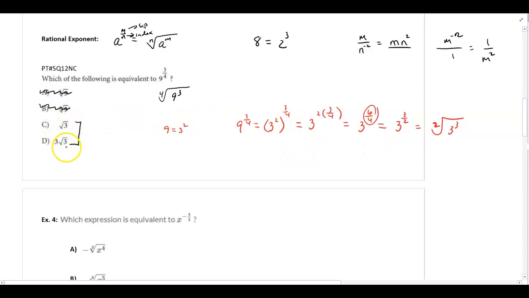That's still not an option here, but if I look here, that ends up basically being the square root of 27. And if you remember, that could be broken up into the square root of 9 times the square root of 3, which is 3 root 3, letter D. Okay, now these are all no calculator problems, so you have to be able to simplify these radicals by hand.